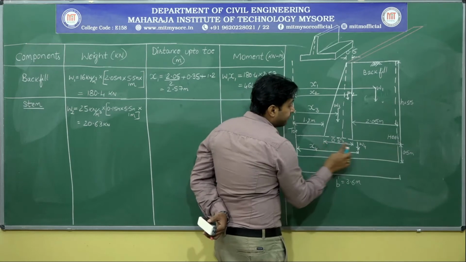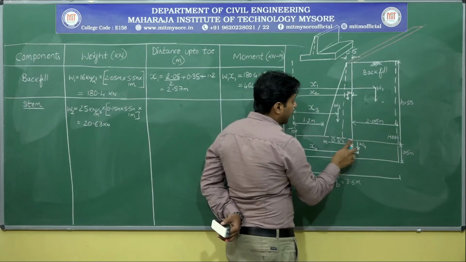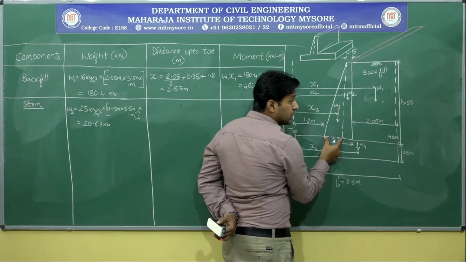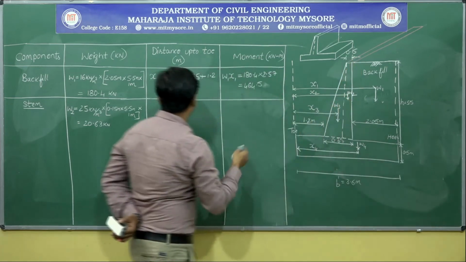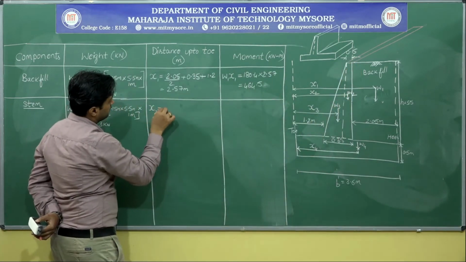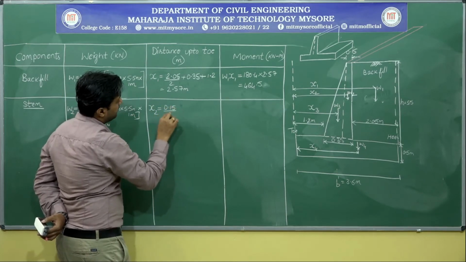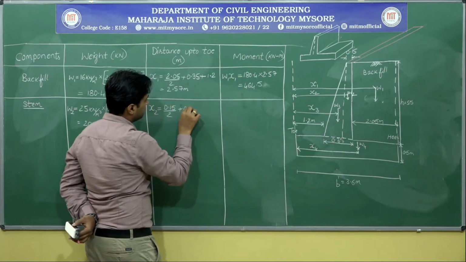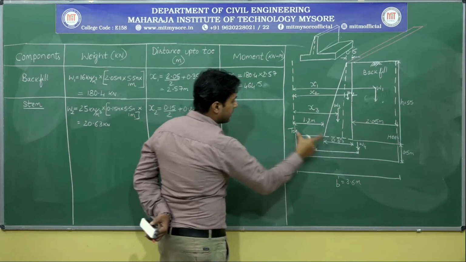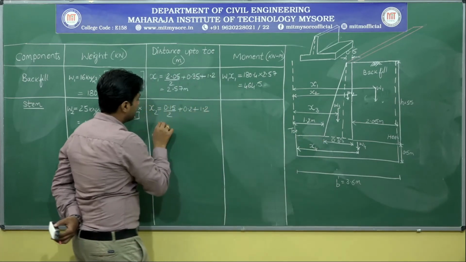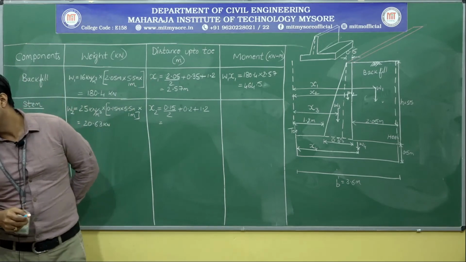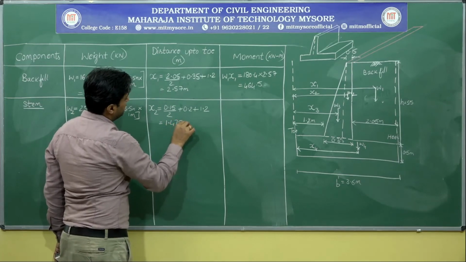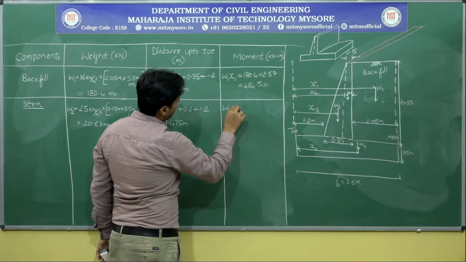Okay. So now out of 0.35, 0.15 if I deduct it, what will be this distance? 0.2. So that's why 0.15 divided by 2. 0.15 divided by 2 plus from here to here it is 0.2 plus from here to here it is 1.2. So finally x2 value will be 1.475 meter. So now we'll directly multiply W2 x2.